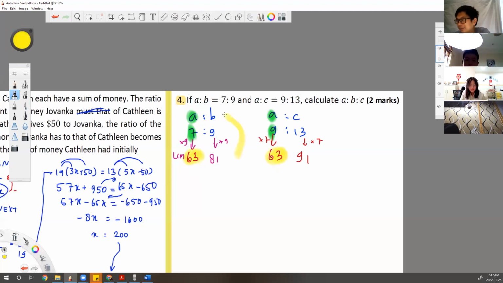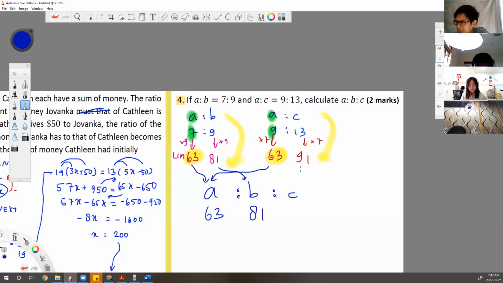So the B and C are different, no problem. There's no need to think about that further. So just write it down. A by B by C will be, sorry, A is 63, B is 81, right? C is 91. Done.